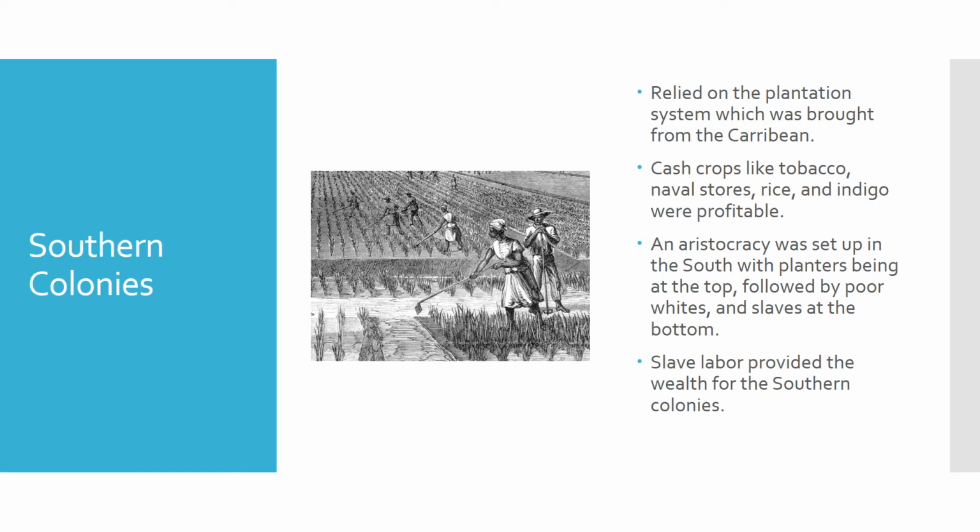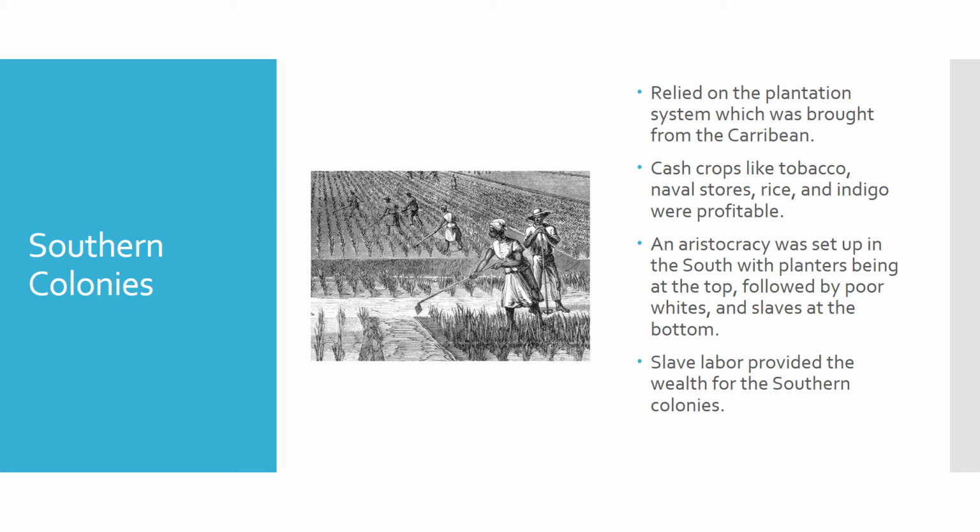plantations. Okay, these plantations are vast, large plots of land, thousands of acres in some cases, where you could grow cash crops like tobacco, naval stores, which are like pitch and tar, and you use that pitch and tar to build ships, naval, that's why it's called naval stores. Rice is another profitable cash crop, and indigo. Rice and indigo, especially in South Carolina, were very profitable.